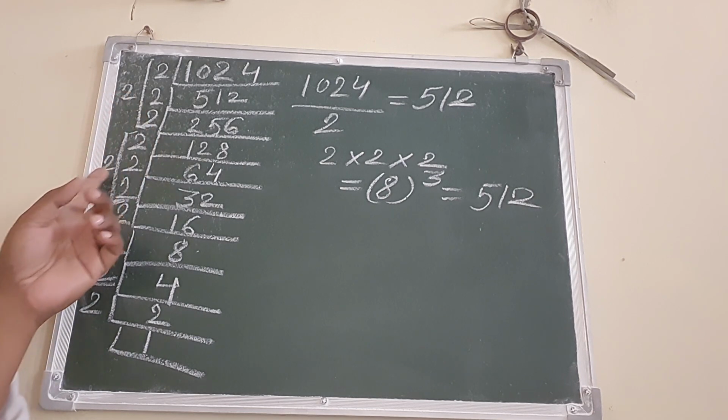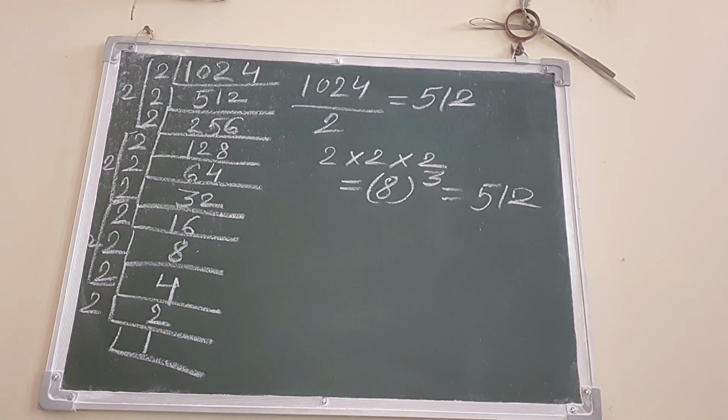So we will take 2 from each group, but here a 2 remains alone, and this is not a group of 3. So we will divide by this, and this will be the smallest number by which we divide this number to make it a perfect cube. So 1024 divided by 2 comes out to be 512. So 512 is the perfect cube.